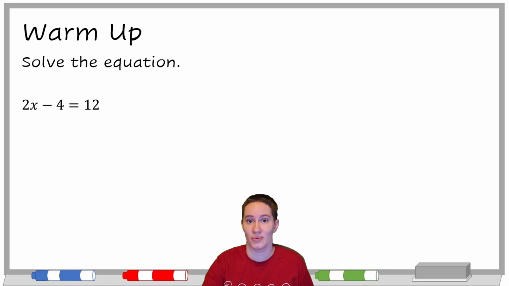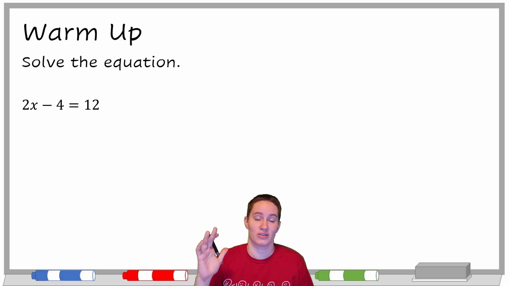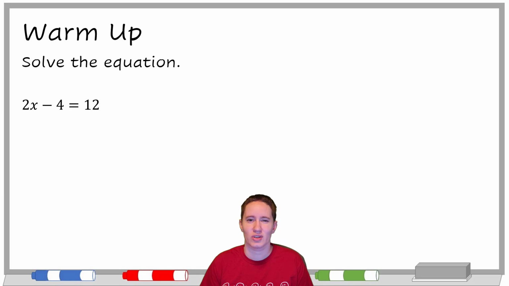With a warm-up, we're going to warm up and just solve a normal old equation, get our equation rules fresh in our minds. So 2x minus 4 equals 12. We have these properties of equality we can use to solve equations so that we don't have to try to figure this out in our head.